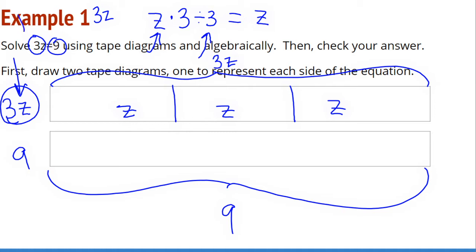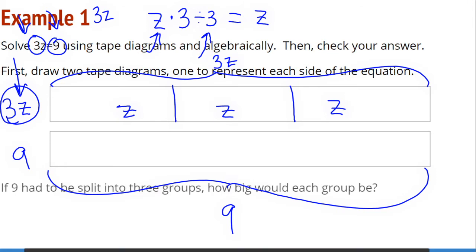Because these two expressions are equivalent, I now need to think to myself, what would happen to the 9 if I split it into 3 groups? How big would each group be? What would the value of each of the groups be? Well, 9 divided by 3 is 3.